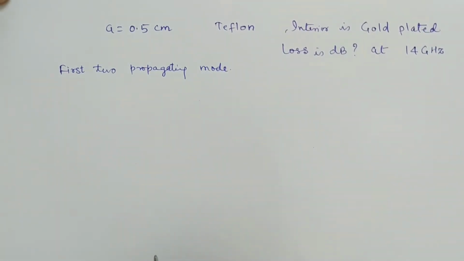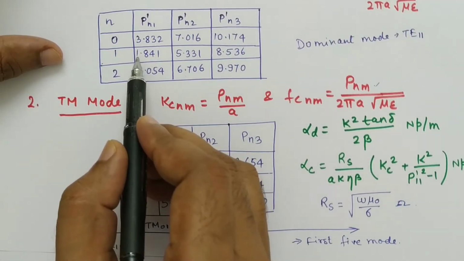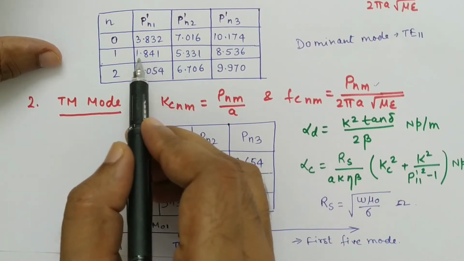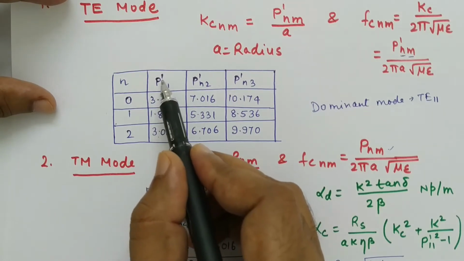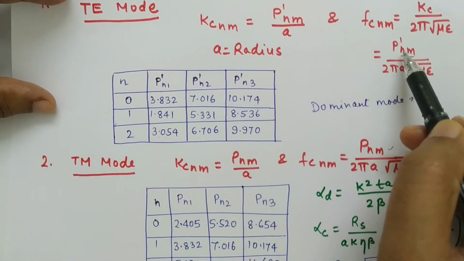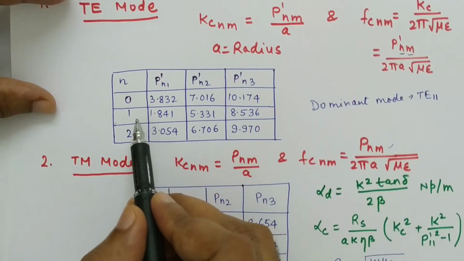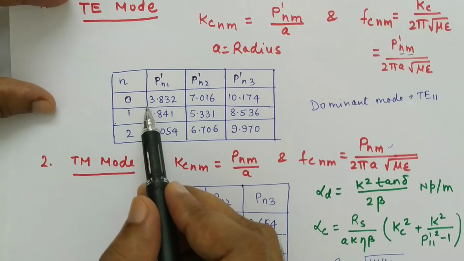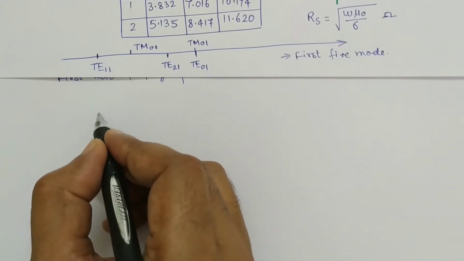So how will we start? We have to find out the first two propagating modes from these values. We have already seen that 1.841 has the lowest value, so it is the dominant mode. If the P-N1 which is in the numerator has the lowest value, it will have the lowest cutoff frequency. So we have TE11 and TM01 as the lowest cutoff frequency modes.